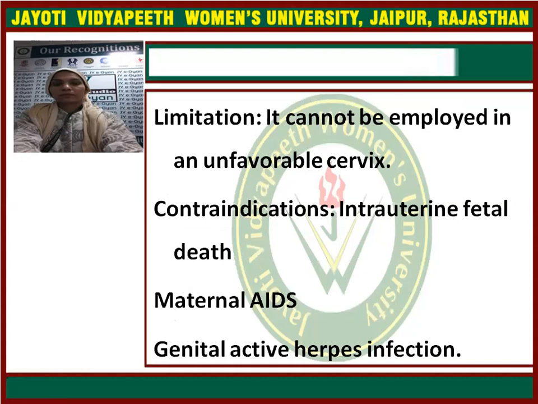Limitations: it cannot be employed when the cervix is unfavorable. When the Bishop score is less than 6, which we had seen should be more than 6, or certainly less than 5, it is not indicated. Surgical method is also not indicated in contraindications such as intrauterine fetal death. Generally medical methods are indicated; surgical methods are unnecessary. Harassment should not be given to the patient by surgical intervention. So medical methods are indicated in IUFD.